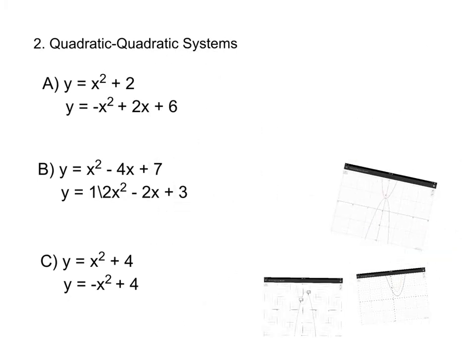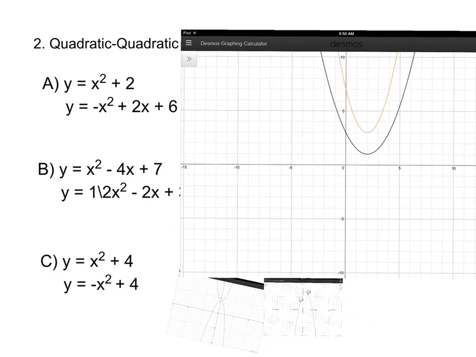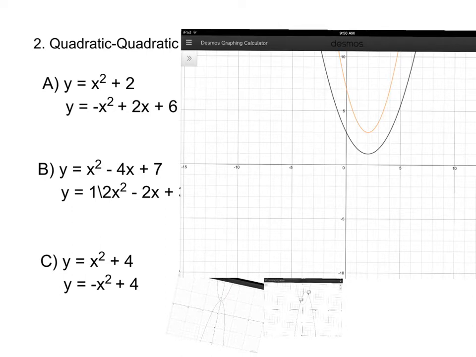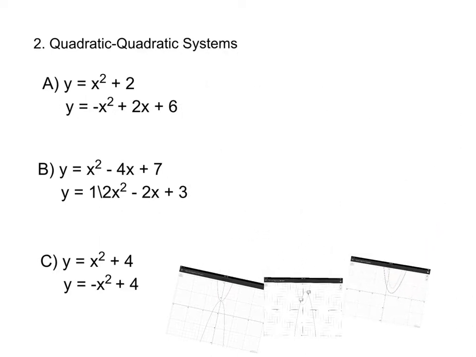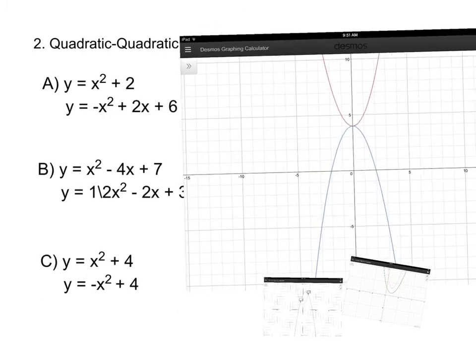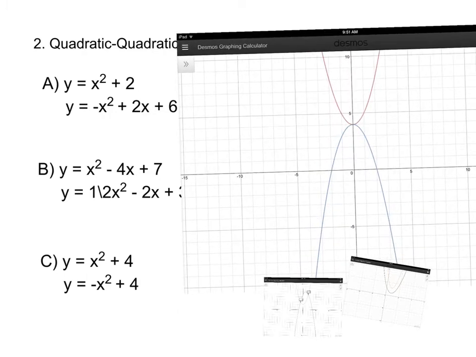Okay, the second one, I believe, was this one. So this one has no solutions. And you could have that, again, if they're both opening up, but you could have it if one was opening up and one down, or if they were both opening down. And the third one, one solution at 0, 4.